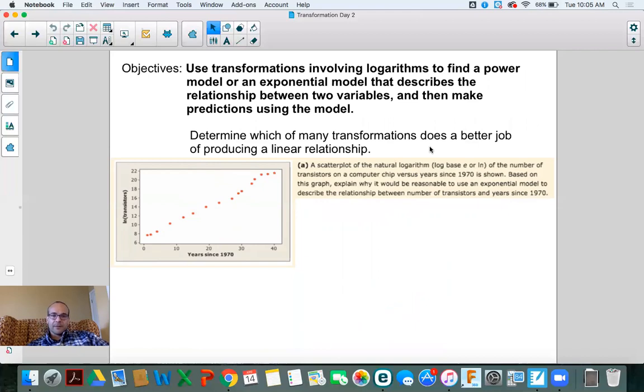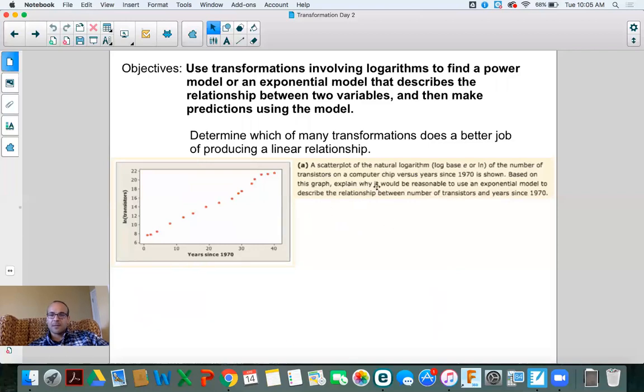So there's that graph of the straightened data, and they said they used a natural log instead of a log base 10. You notice the graph is pretty much the same, but we do that to introduce e, just in case you come across it. The log base e, or LN, they took the log of the transistors and they left the years since 1970 alone, and this is the question.